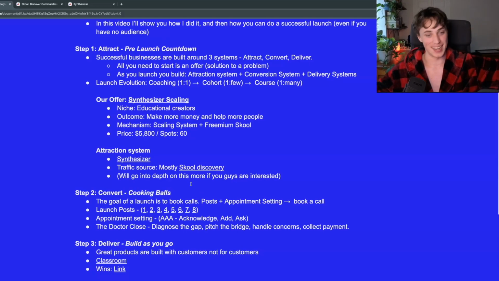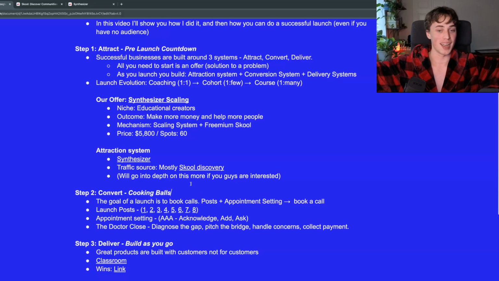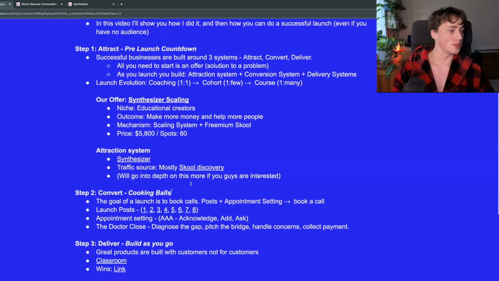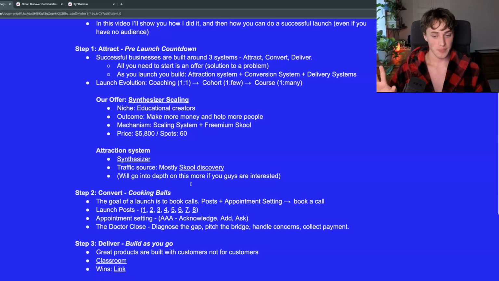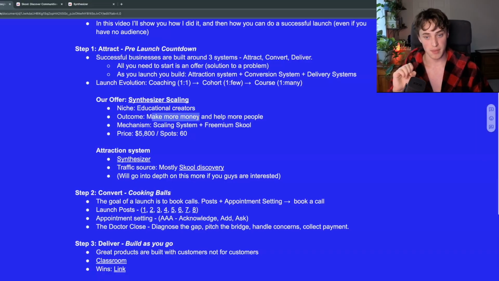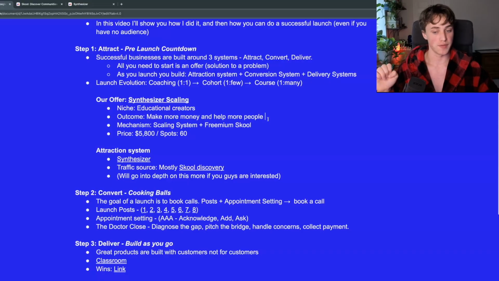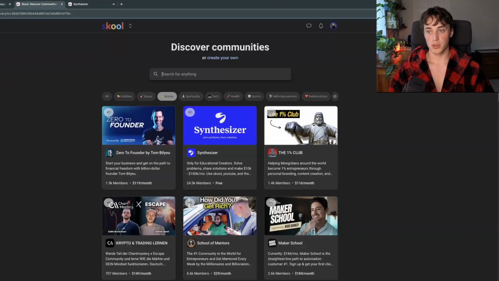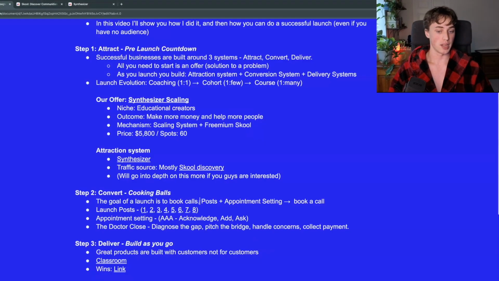You need to eliminate any other thoughts from your mind of sales pages, Stripe links, selling in the DMs, nothing. Again, if the goal is to make more money and help more people, the only logical, intelligent way of doing that is by booking calls. So how we book calls in a Skool community, how you launch, is very simple. And Skool has designed it in your favor. They've made it easy for you to do so. There's posts and there's appointment setting. You make posts and you do appointment setting.